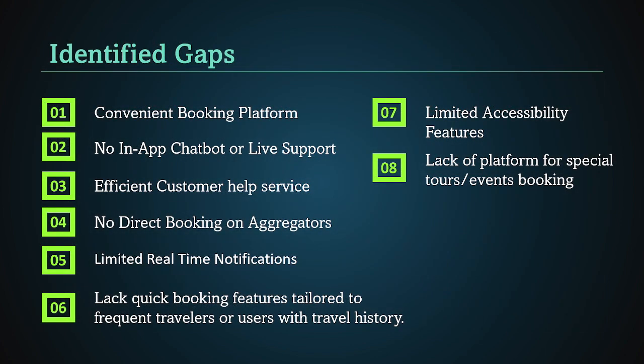So I identified the gaps. I found 8 main gaps in existing systems. Some of these are no in-app chatbot and no real-time notifications. I mean, they have them, but they are poor, with limited accessibility and no platform for special tours. In my GoSeat project, this is what I additionally included. For any event or special tours, we can book special buses. So GoSeat is designed to solve these problems.